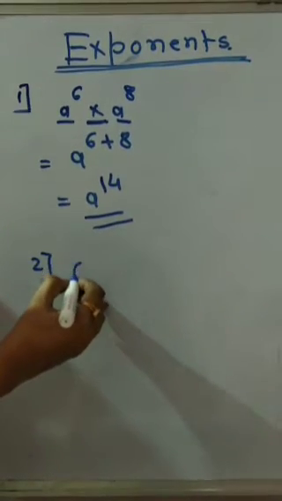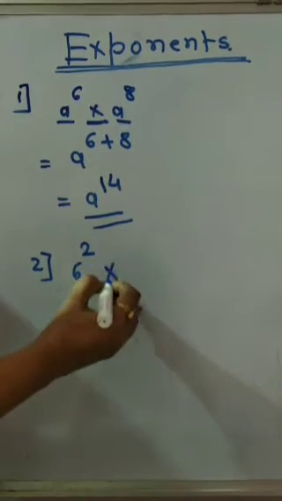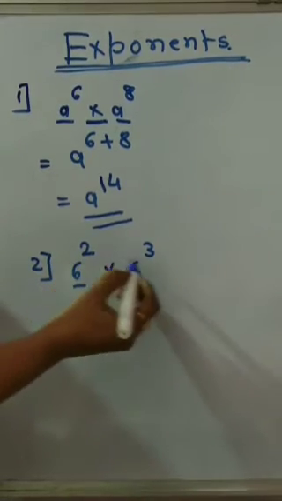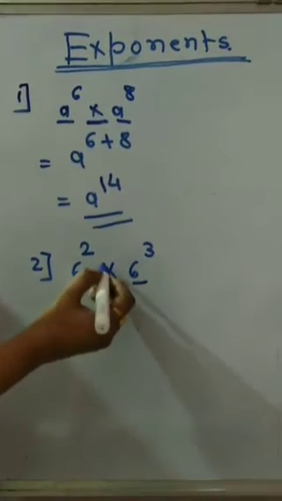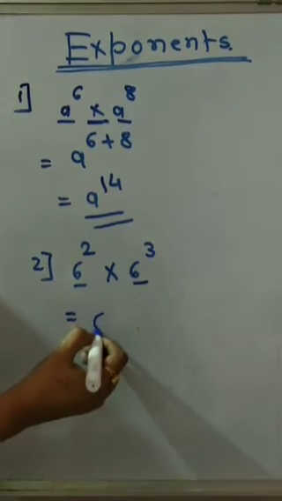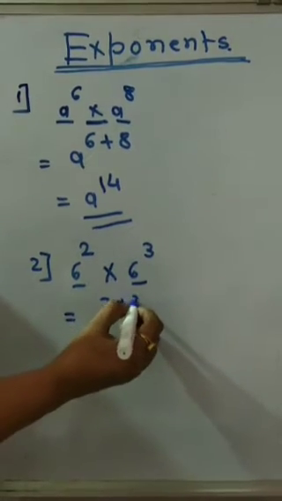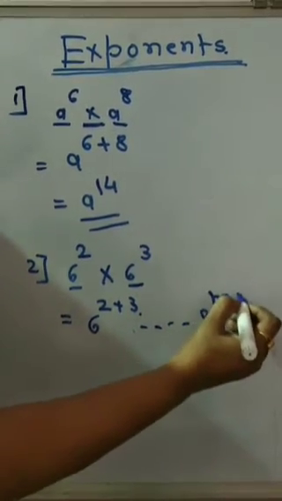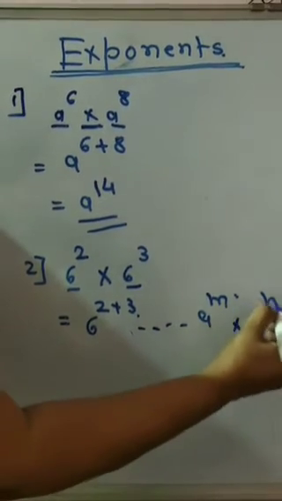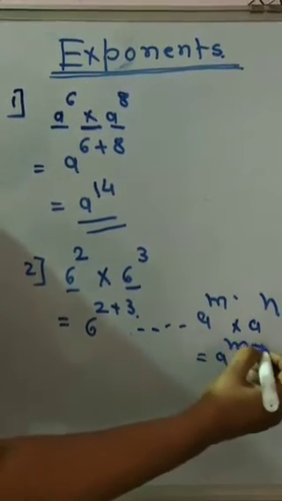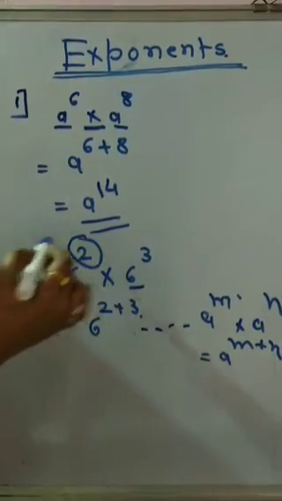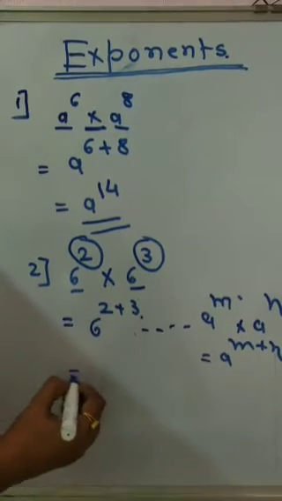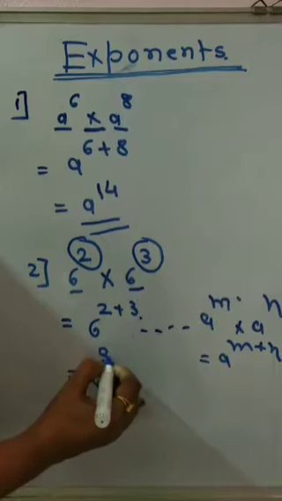Second one, 6 raised to 2 into 6 raised to 3. 6 is the base and 2 and 3 are the different indices. The base is the same in multiplication. Therefore, 6 raised to 2 plus 3. We have to go with the formula a raised to m into a raised to n, therefore a raised to m plus n. 2 is m and 3 is n. Therefore, 6 raised to 2 plus 3. Therefore, 6 raised to 5.